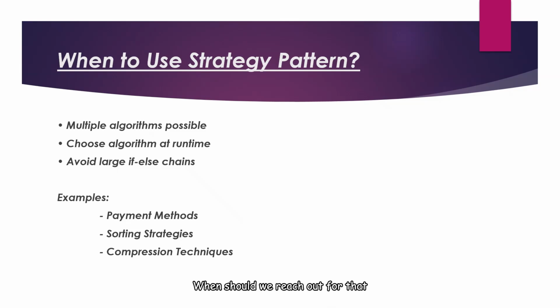When should we reach for the strategy pattern? Think of situations where you have multiple algorithms or behaviors that you might need to switch between at runtime. Common examples include switching between different payment gateways, choosing between different file compression algorithms, or deciding among different sorting mechanisms. Rather than cluttering your context class with complicated if-else or switch statements, the strategy pattern allows you to clearly plug in new behaviors with minimal changes.